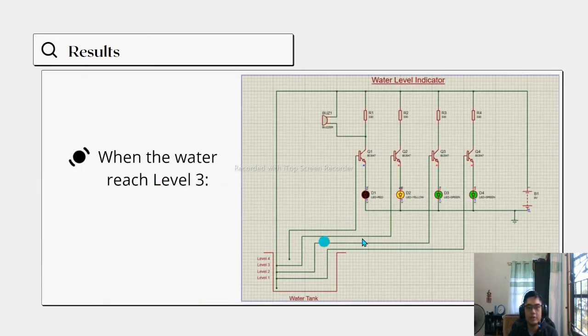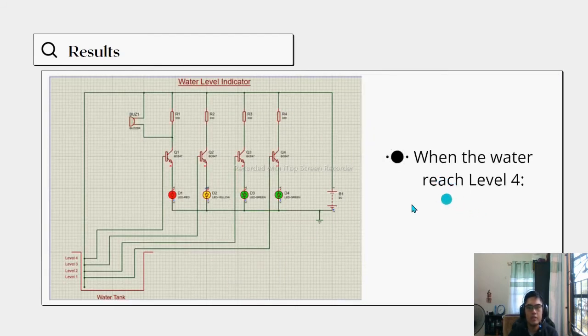Then when the water has reached level 3, as you can see here, the wire here has been connected to this wire. So the third LED, which is the yellow one, has lit up, and this shows that the water has reached level 3. And people should be cautious from this time because the yellow LED has lit up.